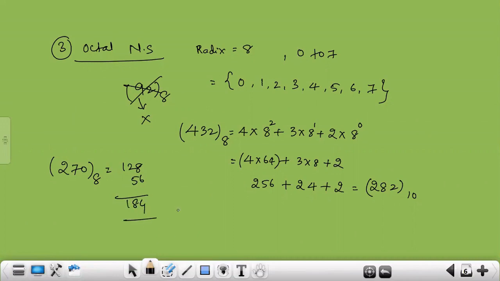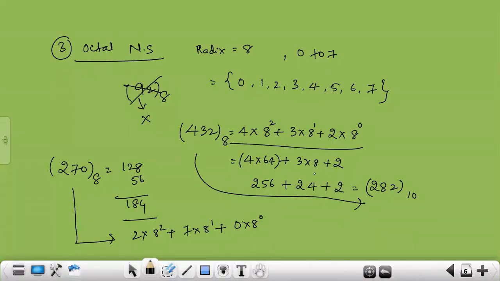I'm just doing the addition directly here. Whenever you are writing in the examination, you have to write 2 into 8 square plus 7 into 8 power 1 plus 0 into 8 power 0. You should show the calculation. Whenever you do a conversion like this, it will always convert to base 10, the decimal number system.